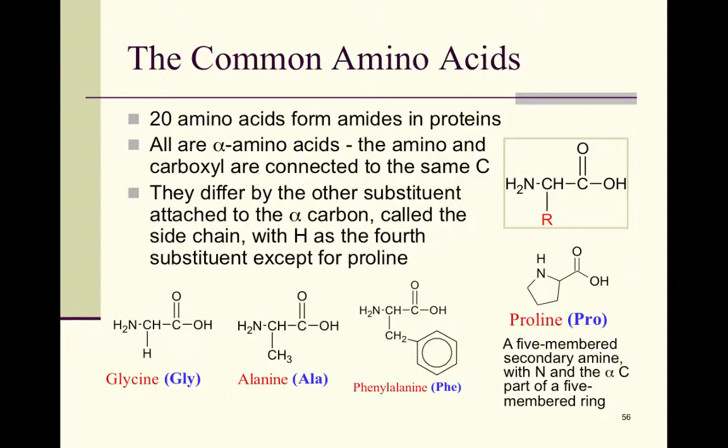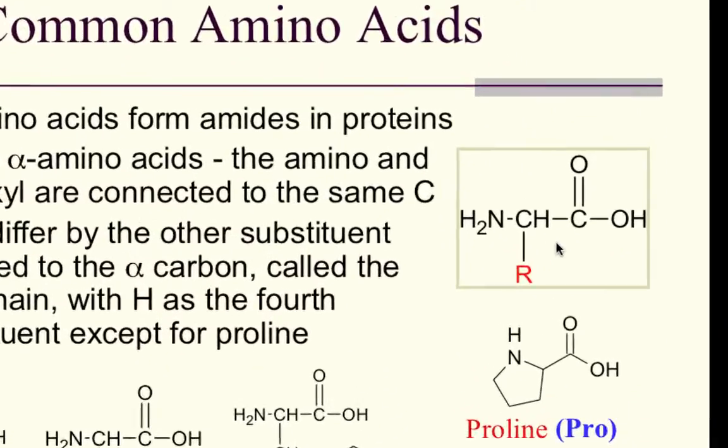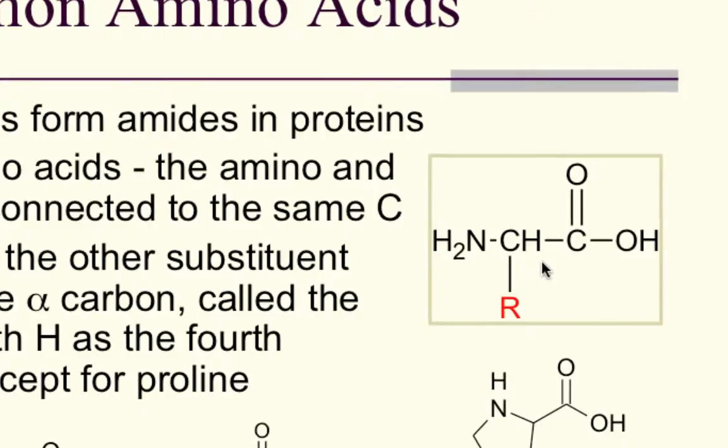The common amino acids. 20 amino acids form amides in proteins. They are all alpha amino acids. The amino and carboxyl groups are connected to the same carbon. They differ by the other substituent attached to the alpha carbon, called the side chain, with H as the fourth substituent except for proline. This is a general structure for an amino acid.